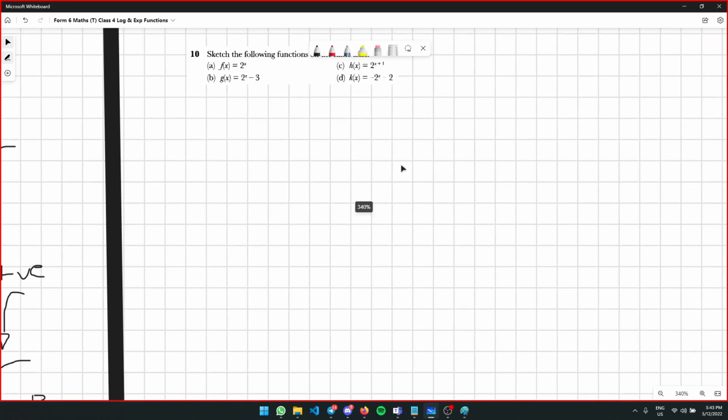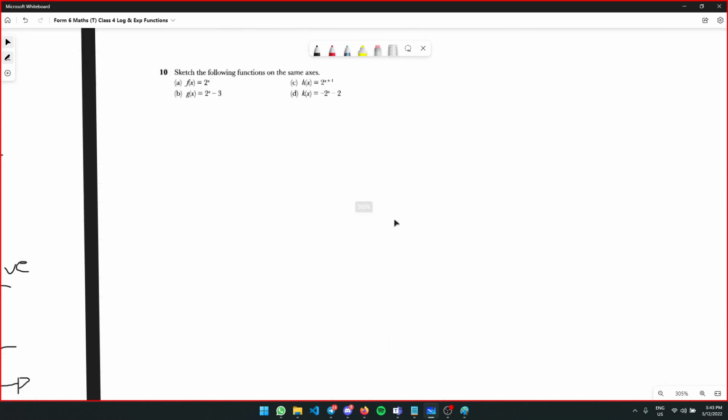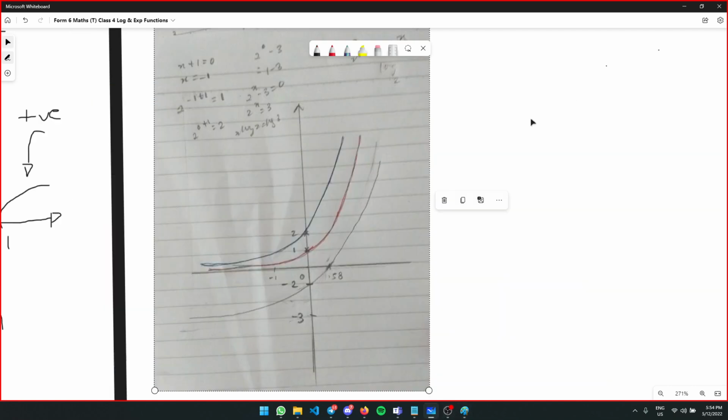This one is also sketching. You have to know how to sketch that. Sketch the following functions on the same axis. So A, B, C, and D are all on the same axis. Maybe you can use a different colored pencil, maybe red, blue. If you have other colors of pencils, you can try. Take around 5 minutes. This question is a bit hard, so I will give you around 5 minutes plus. Try this question out.